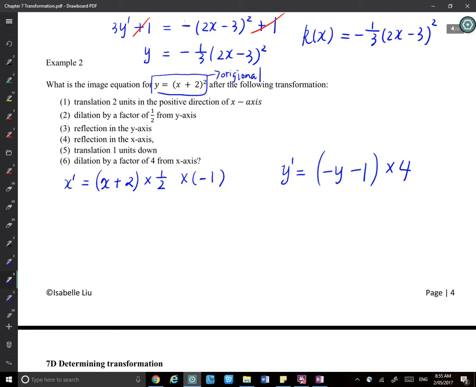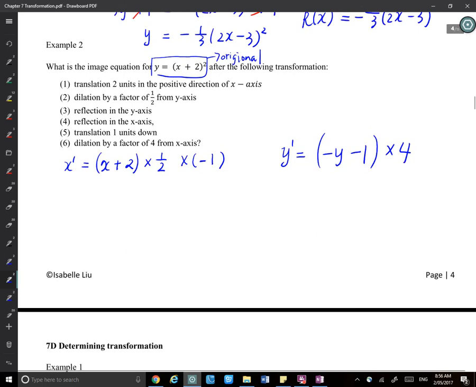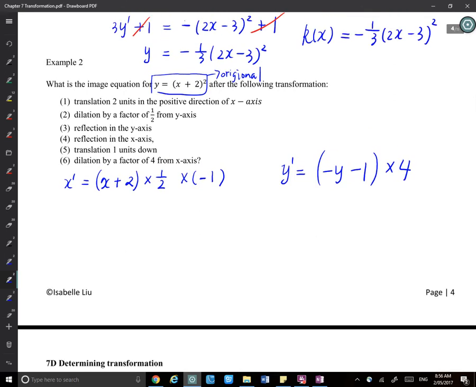I need to have x and y to be the subject because I want to do substitution. If you want to do substitution, you need x and y to be the subject. If you want to describe the transformation, you need x dash and y dash to be the subject. That is the difference between the two types of questions. This is all type 1. The next exercise will be type 2. So let's finish this first.